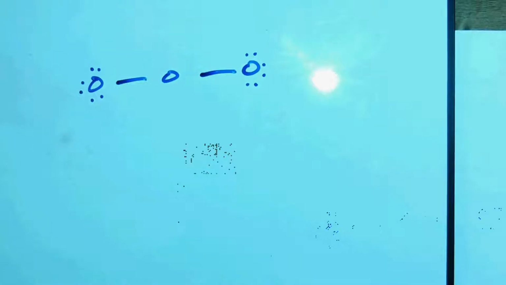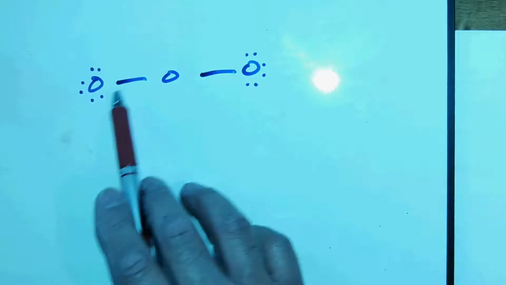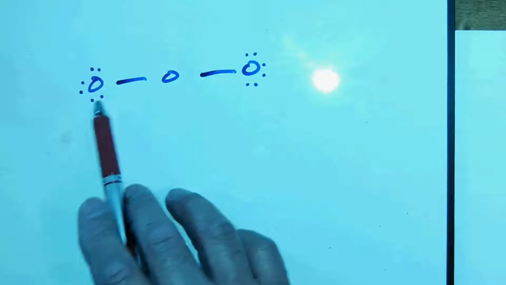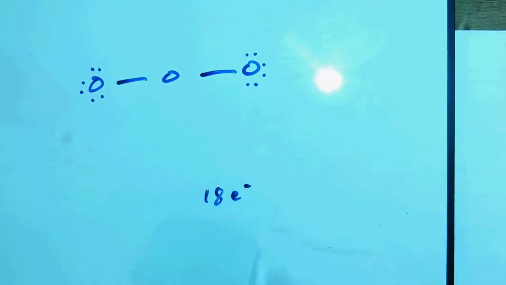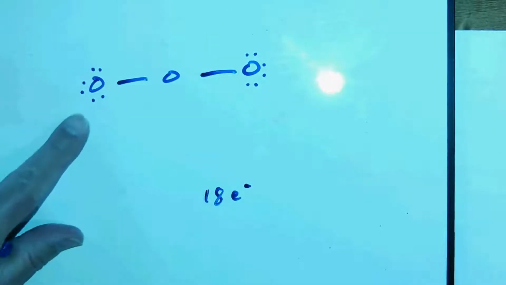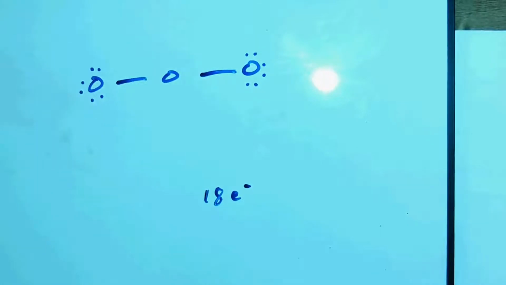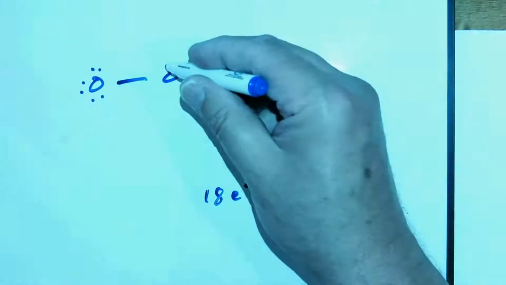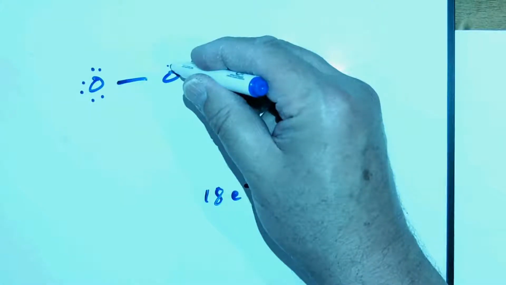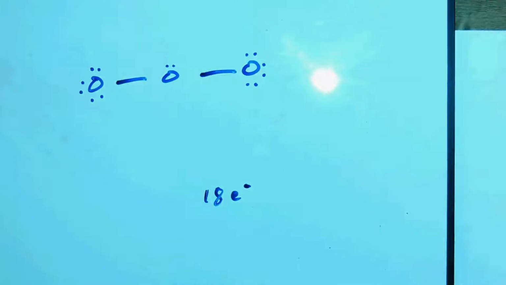After you complete the outer octets, you take a head count. How many electrons have I used? I've got 6, 7, 8, 9, 10, 11, 12, 13, 14, 15, 16, but we're supposed to have 18. One of the rules that will really save you, if you have leftover electrons, remember we're supposed to have 18 electrons in this structure, but we only have 16 of them here right now. So we have 2 leftovers. Leftover electrons always go on the central atom. That rule will really save you a lot of grief.